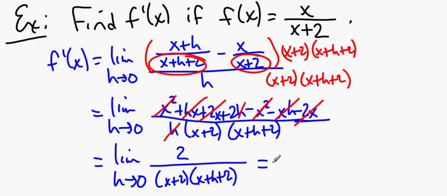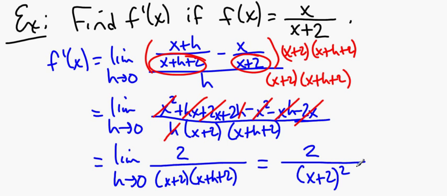Let us actually find that limit. What happens as h approaches 0? Well, the numerator is unaffected. The denominator is x plus 2 times x plus 0 plus 2. Well, that's just x plus 2 squared.